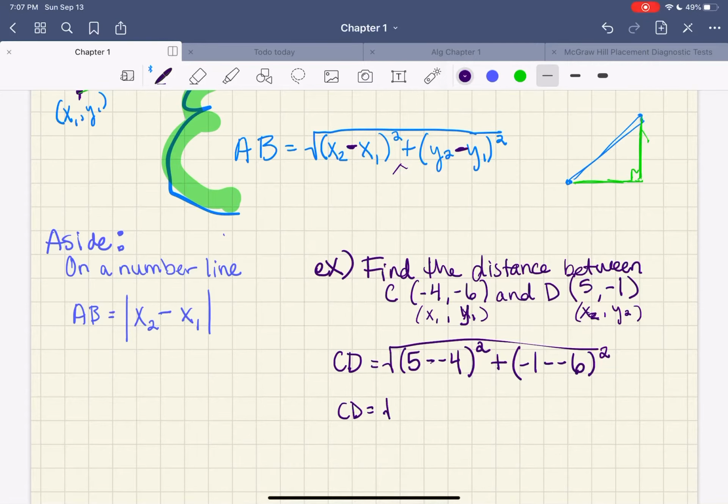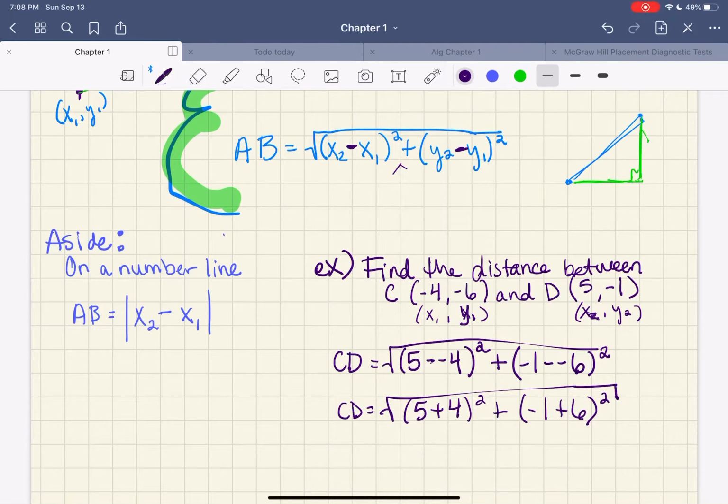And last year it was a challenge for some people to remember that. So we're going to say, okay, that's the same thing as 5 plus 4 squared plus -1 plus 6 squared. Make sure that square root is over everything that it is supposed to be over. Don't have anything sticking out the end.